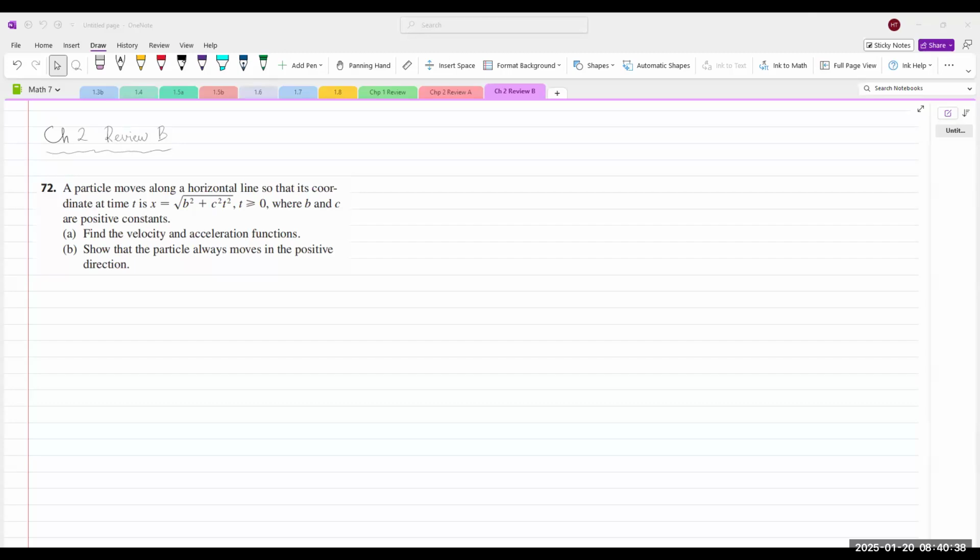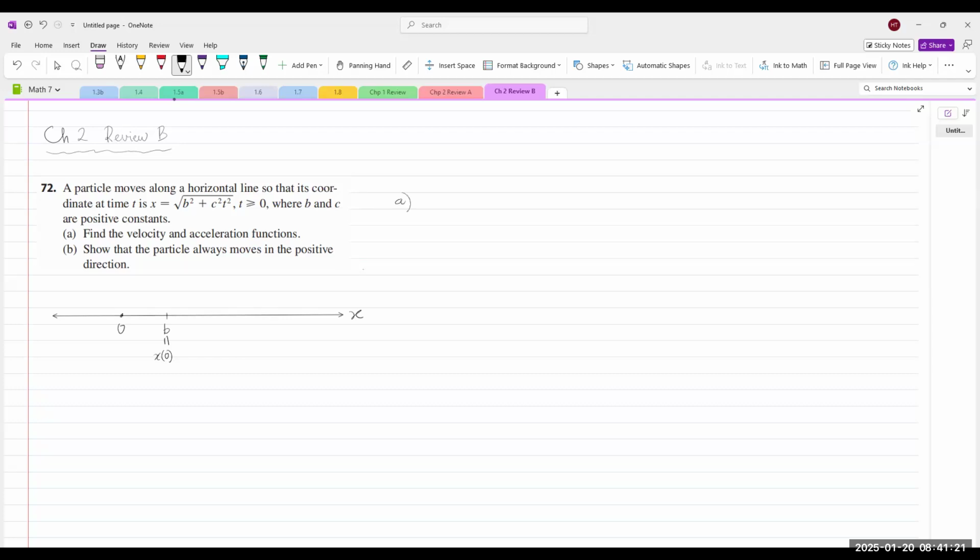Okay, let's see. So suppose this is the horizontal line, right? And at time 0, when t equals 0, x is equal to b. The position b at time 0. I think I should say x0. x0 equals b at time 0, right? Okay, now then find the velocity and acceleration function.